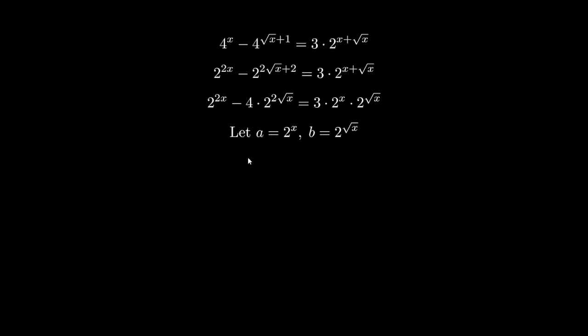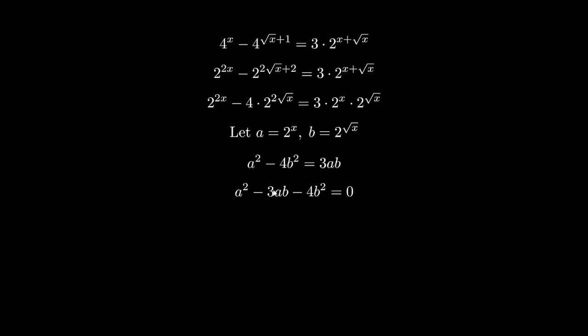Now to solve this, we're going to let a equal 2 to the x and b equal to the square root of x. So this is just a way to simplify it. So 2 to the 2x, that's just going to be a squared. 2 to the 2 root x is b squared. And then this is just a and b. So it's a squared minus 4b squared equals 3ab.